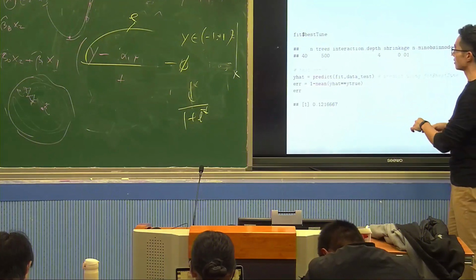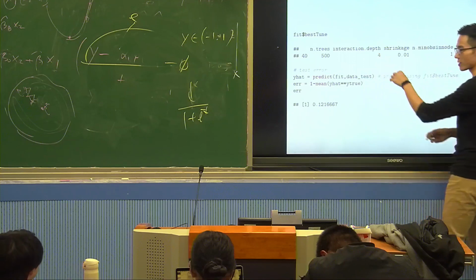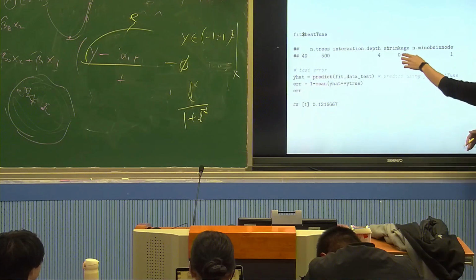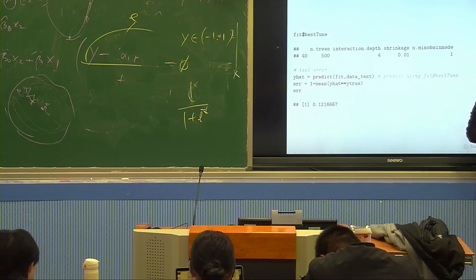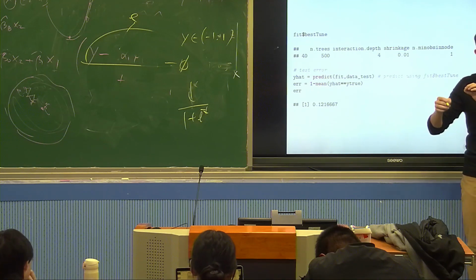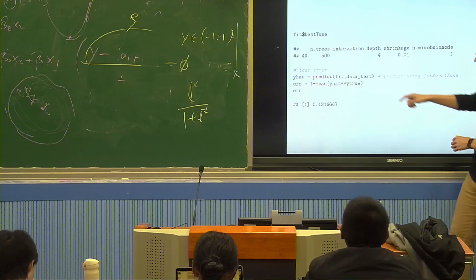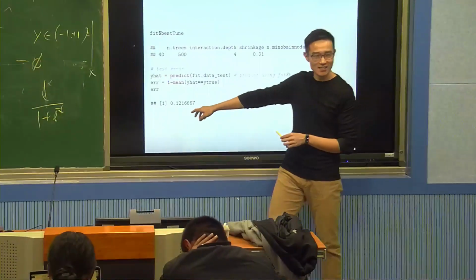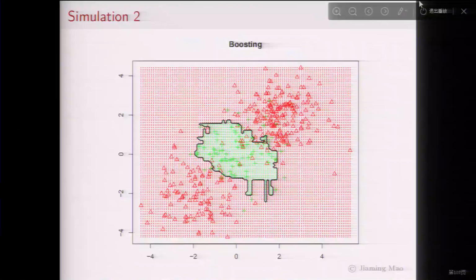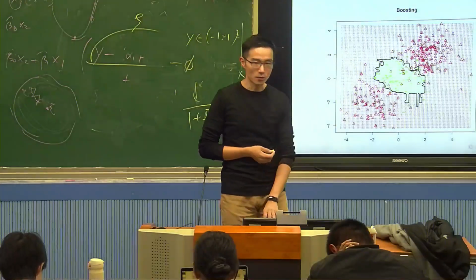We pick 500 trees. Each tree is limited to a depth of 4 with a shrinkage of 0.01. So this is after using cross validation to fine-tune the model, to choose the best hyperparameters. And the test error is 0.12, okay? And this is our classification boundary.